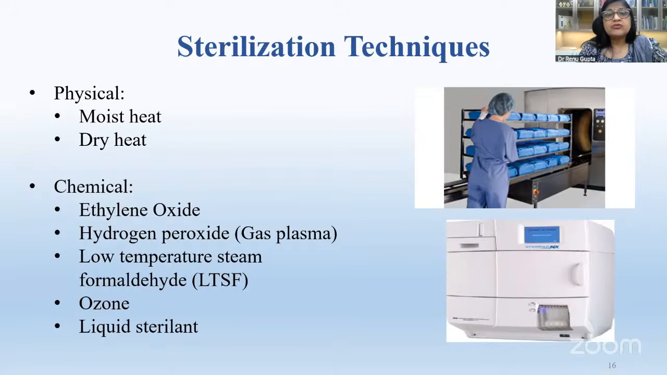Besides these physical methods, we also have certain chemical methods of sterilization. This is a very important point for postgraduates to understand. Some of the postgraduates think that chemicals are used only for disinfection. No, there are many chemicals which are used as sterilants, and these chemicals come in machine form. There are ethylene oxide machines, hydrogen peroxide or gas plasma, low temperature steam formaldehyde, ozone. We have certain liquid chemicals also, which we are using as sterilants. So you can get a question on the chemical sterilant. So please understand there are many chemicals which are used in machine form for sterilization or in liquid form.